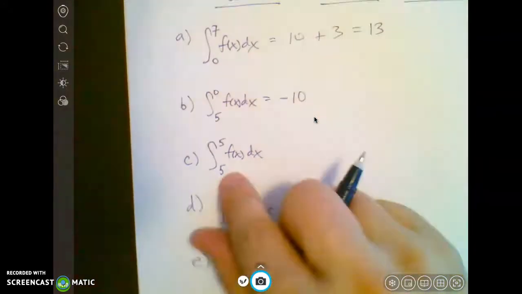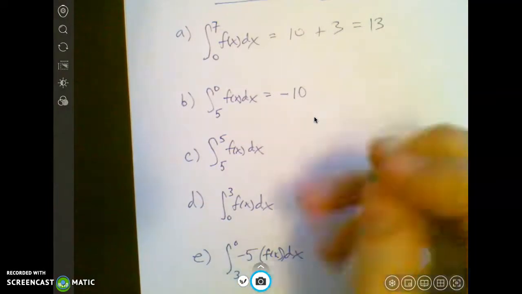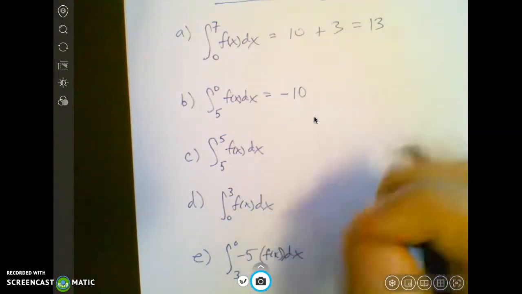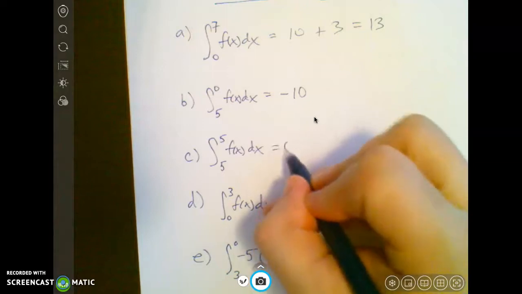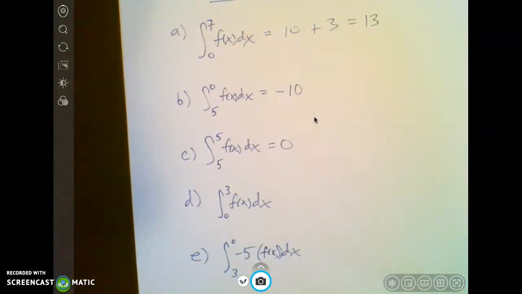Okay, how about from 5 to 5? That's a rule that's like you're picturing area under the curve. There is no thickness to it, so there is no area. Therefore, the area is 0.